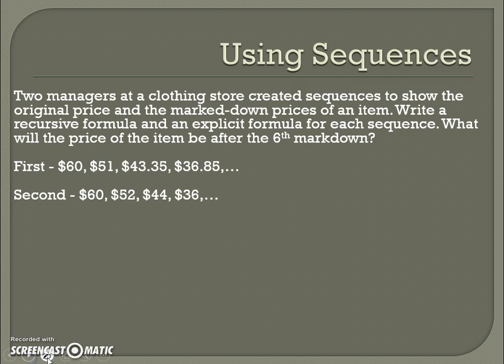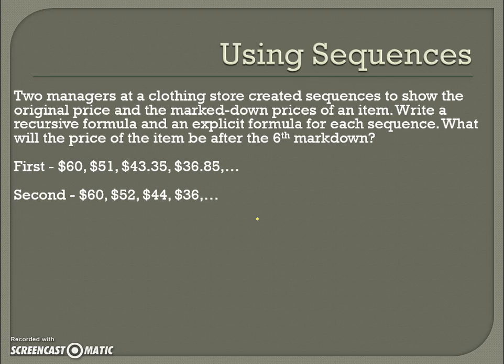Let's keep moving here. All right, so using sequences, it says 2 managers at a clothing store created sequences to show the original price and the marked down prices of an item. Write a recursive formula and an explicit formula for each sequence. What will the price of the item be after the 6th markdown?